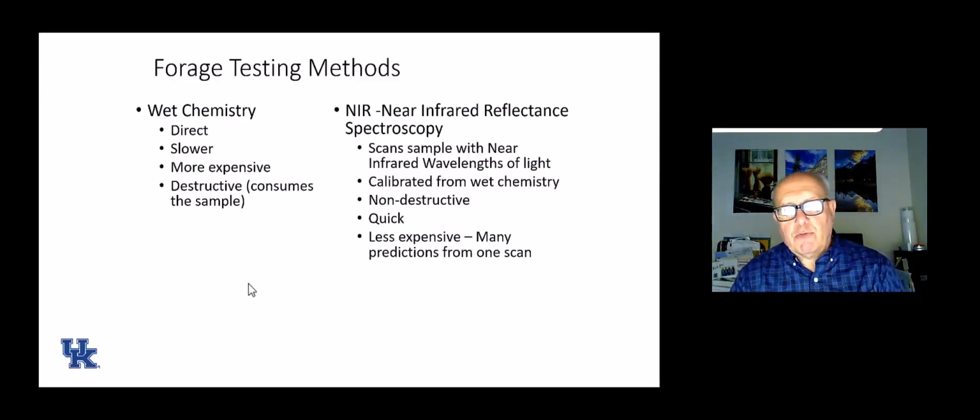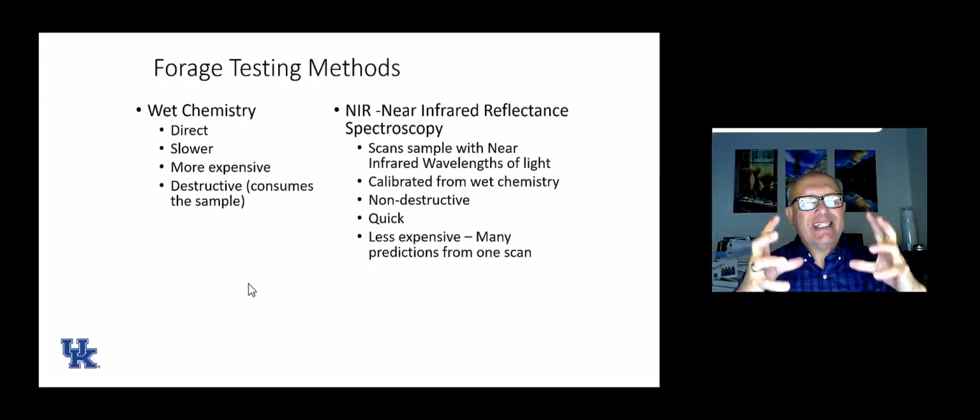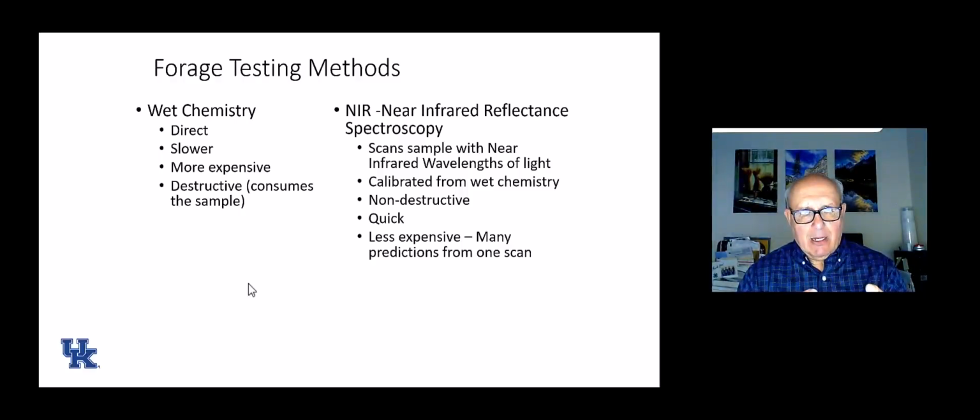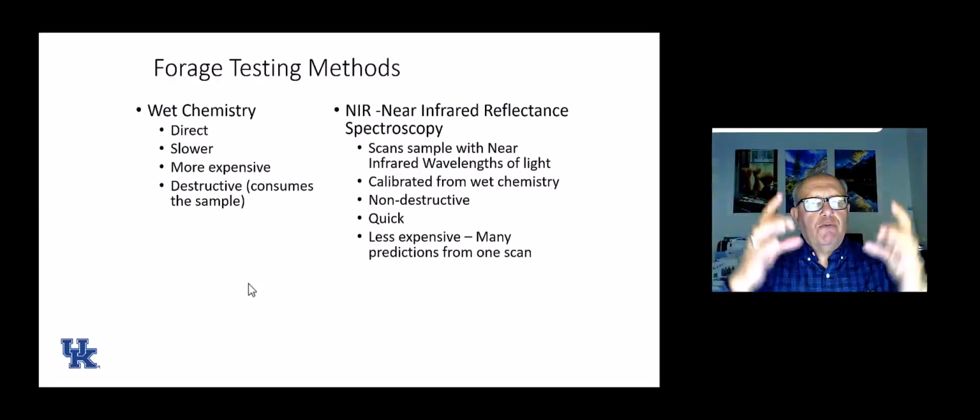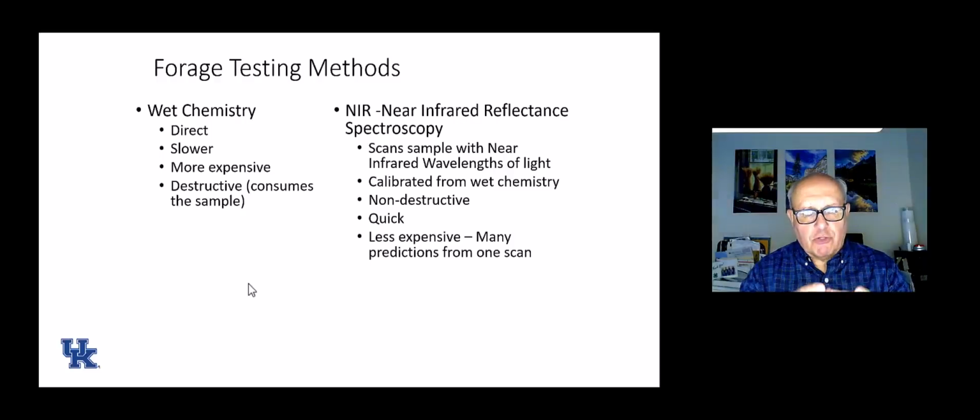Near-infrared reflectance spectroscopy uses light to scan finely ground forage and then collect the reflection of near-infrared wavelengths that hit the surface of the forage. The near-infrared method has been practiced since, I'd say, the 1970s. It's calibrated with wet chemistry. It's non-destructive, it's quick, and it's less expensive in that we can have many predictions or a lot of data from only one scan.